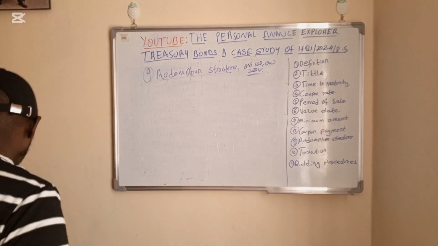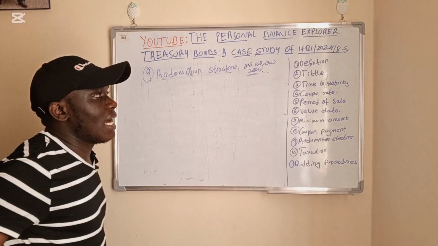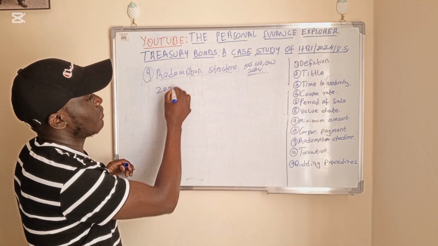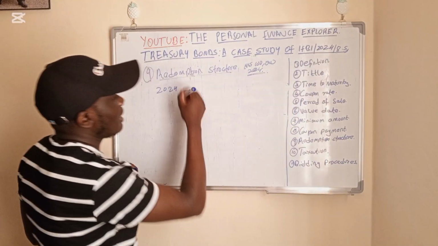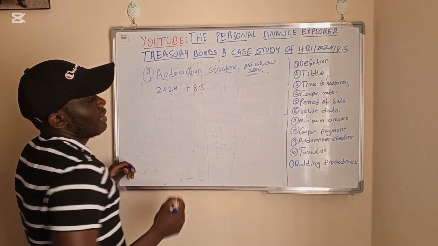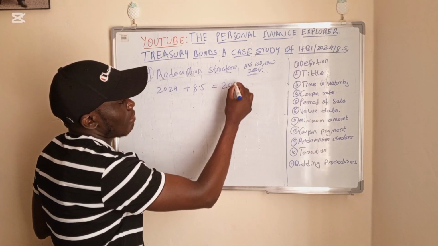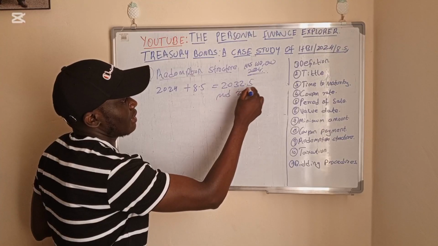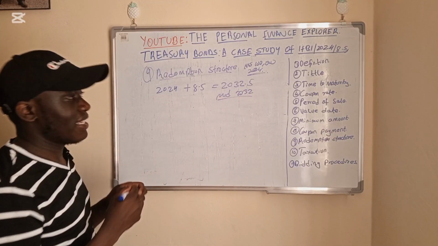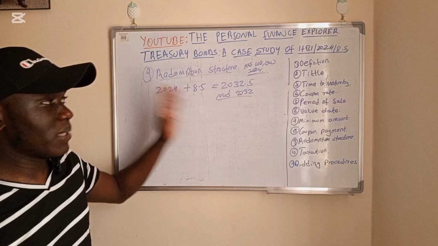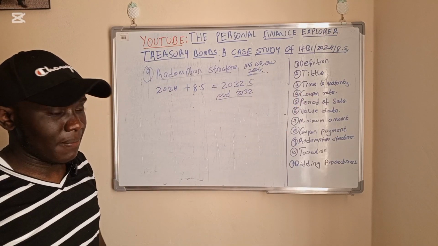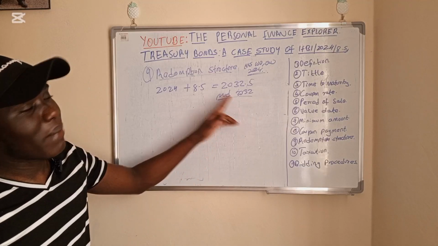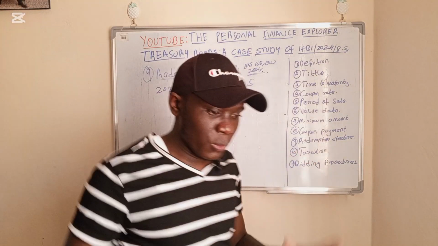Now, this bond, we have said that it was issued in 2024, and the time to maturity is 8 years. If you add the two, you will get that this should come somewhere to 2032.5. That is mid 2032. But not every investor will have to wait up to mid 2032 to get back their funds. And not all the funds will be given back on a particular date in 2032.